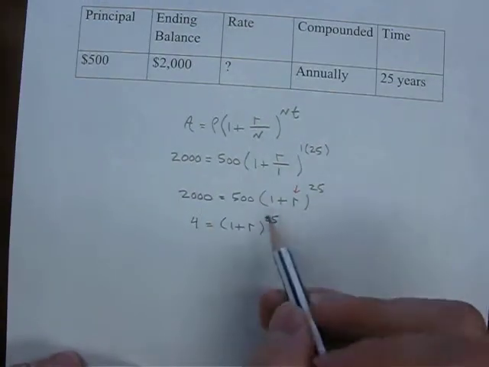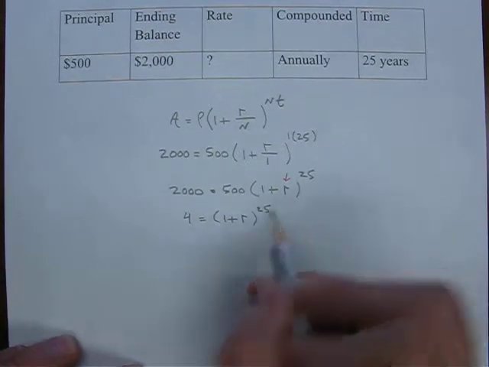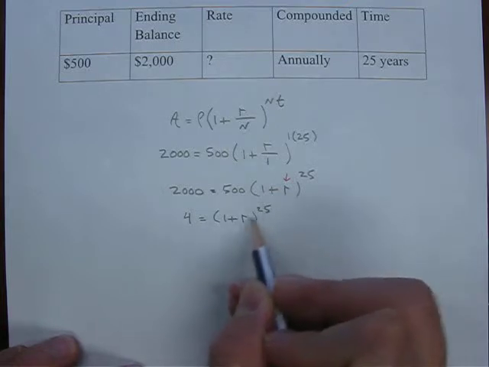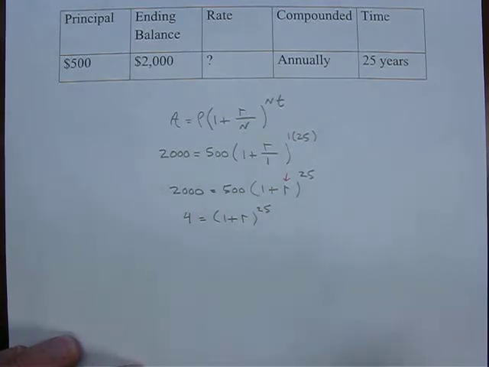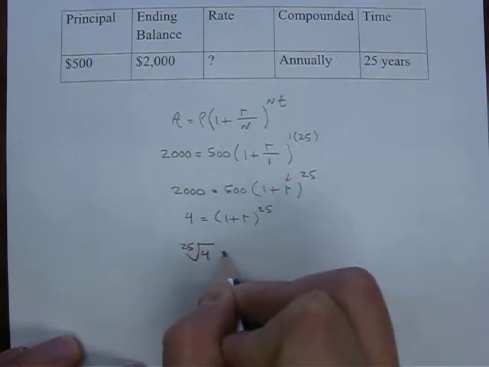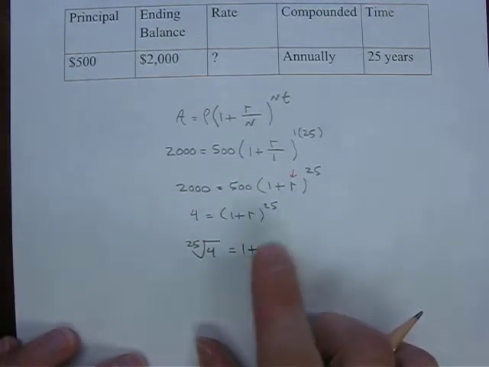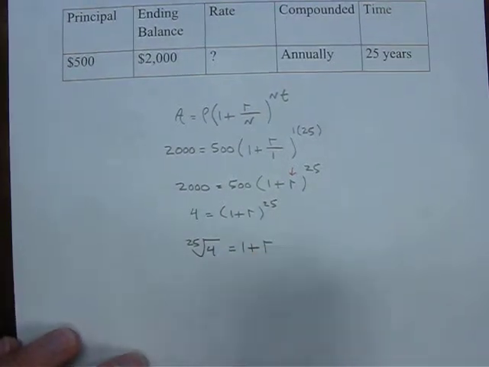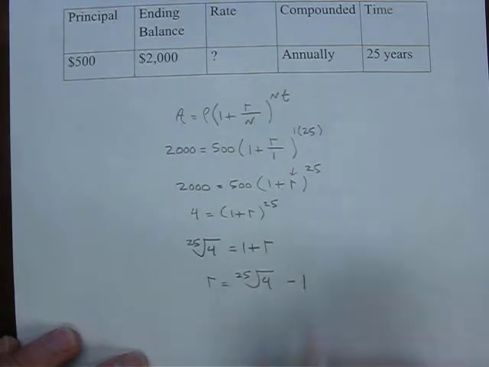So here, what about that 25? I need to apply that power over there if I'm going to solve for the r. See how the r is inside that? I have to get the 25 out of the way. Well, the 25th power will be the 25th root on the other side. So the 25th root of 4 is 1 plus r. And then to solve for r all the way, I'll move the 1 over. R will be the 25th root of 4 take away 1.